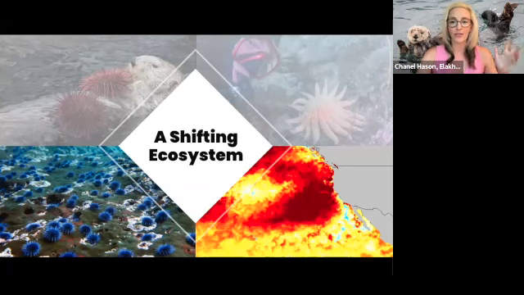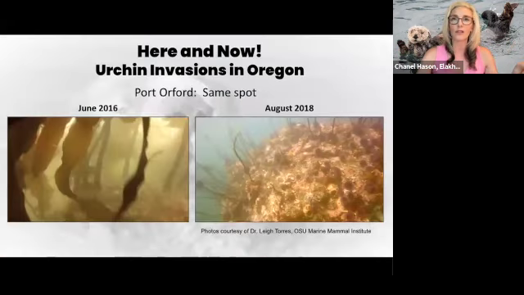And so let's discuss what our ecosystem looks like right now off the Oregon coast. So Port Orford, you can see here in just 2 years what a difference makes. In June 2016, there was a healthy, thriving bull kelp forest, which is 99% of our kelp here on the Oregon coast. And just 2 years later, you can tell there's just a few stipes left of that bull kelp, and the urchins are just devouring all of it.